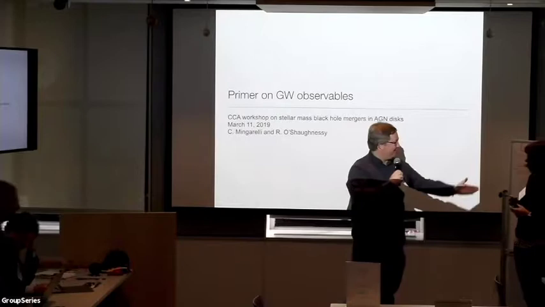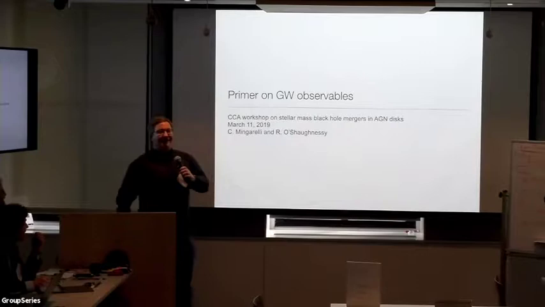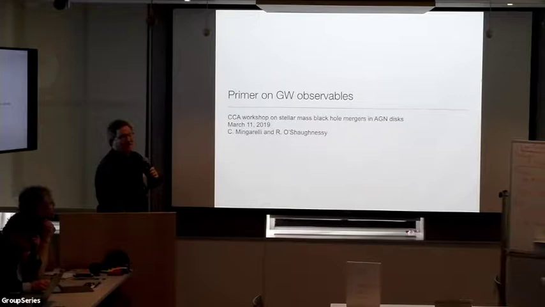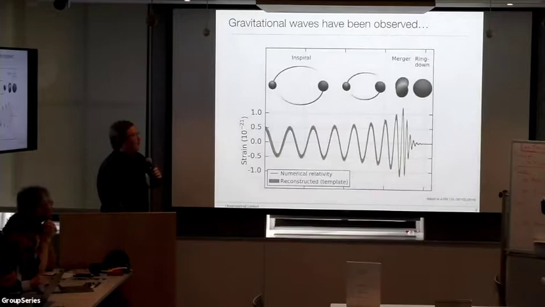Since we're trying to hear the signature of potential sources coming from these AGN disks, we're going to talk a little bit about what sort of things you can deduce about coalescing binary black holes with gravitational waves. You may have heard that this is possible, and you may have seen some of this before because gravitational waves have been observed. And now I have to do my happy dance.